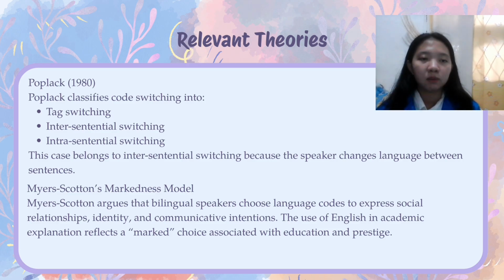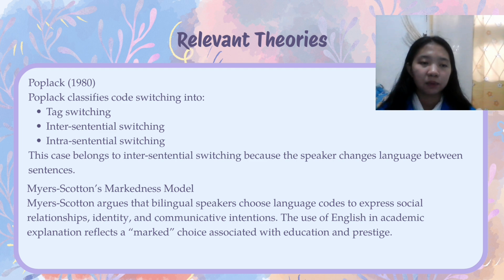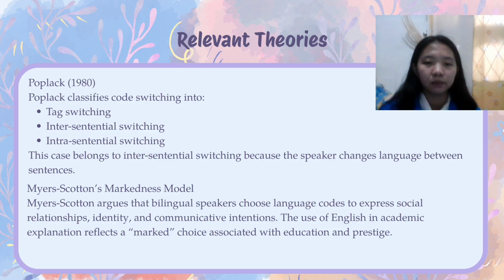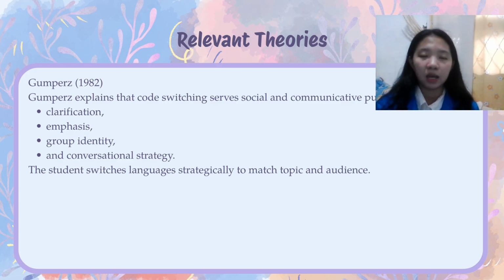2. Myers-Scotton-Martinez model. Myers-Scotton argues that bilingual speakers use language codes to express social relationship, identity, and communicative intention. The use of English in academic explanation reflects a marked choice associated with education and prestige. Gumperz. Gumperz explained that code switching serves social and communicative purposes such as clarification, emphasizing group identity, and conversational strategy. The students switch language strategically to match topic and audience.